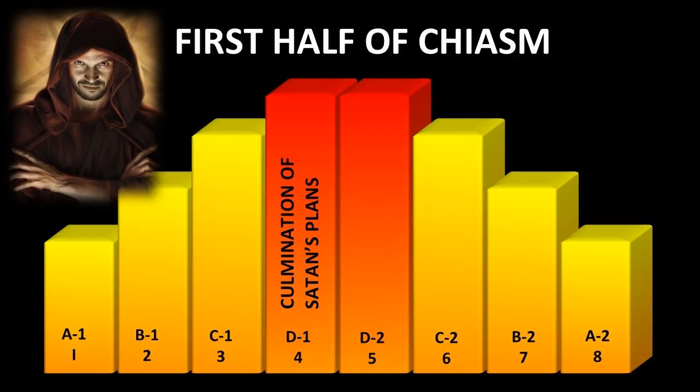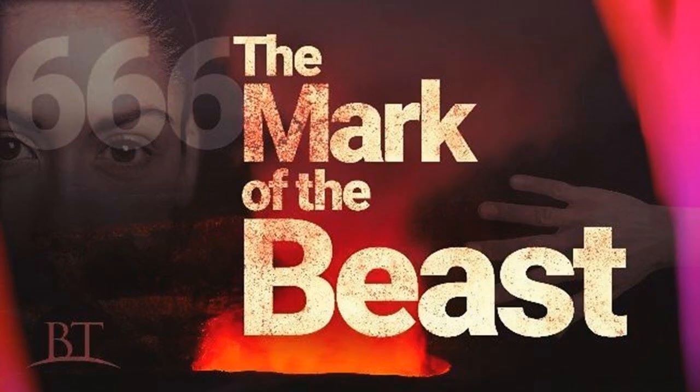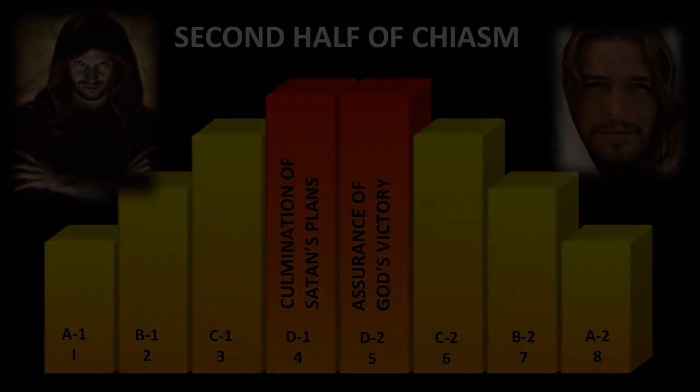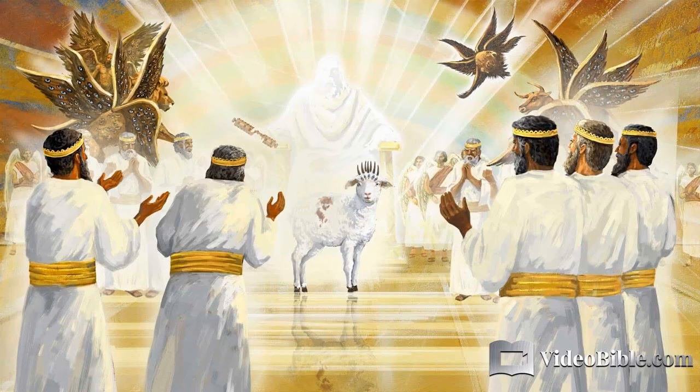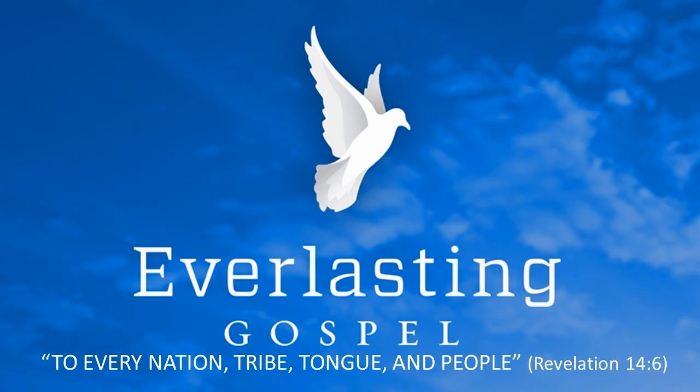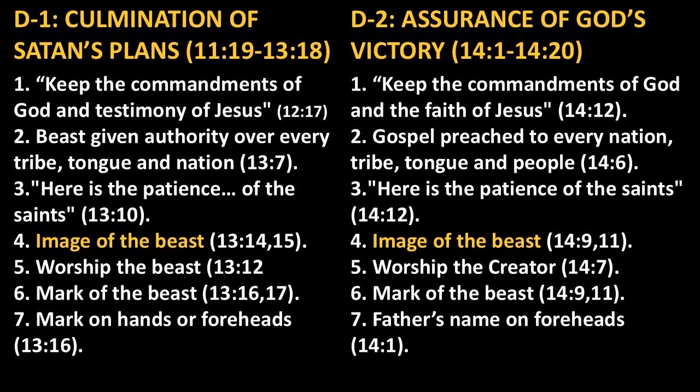The fourth and fifth divisions are the climax of the chiasm. Chapters 12 and 13 present the culmination of Satan's efforts to defeat God's followers with the image and mark of the beast. Then chapter 14 presents the assurance of God's complete victory over Satan and evil, as Jesus, the Lamb of God, and his faithful followers stand before the throne of God, and then deliver the final presentation of the gospel to the world.